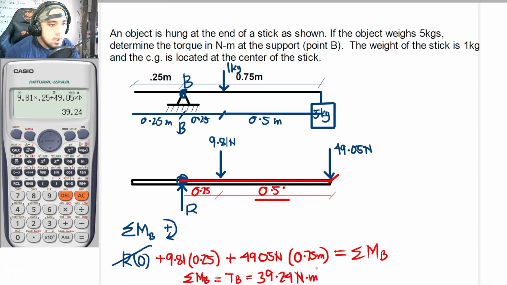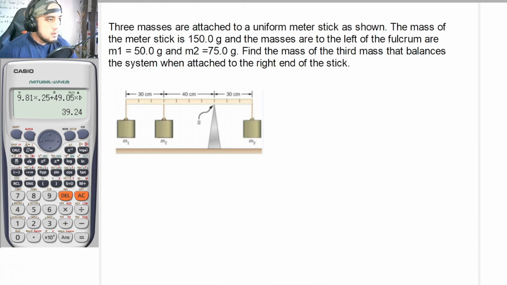So this is now to be our final answer in this particular problem. Okay, so another example.